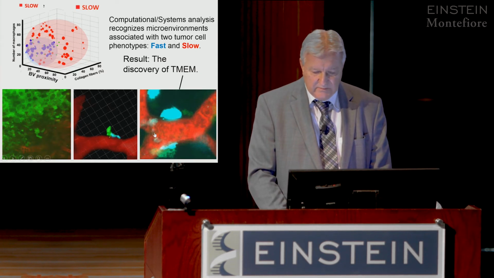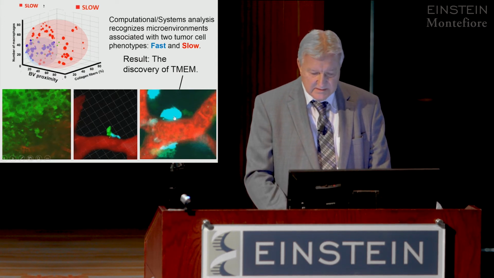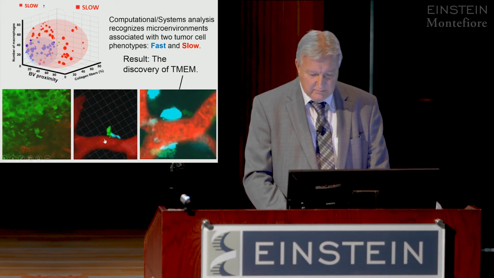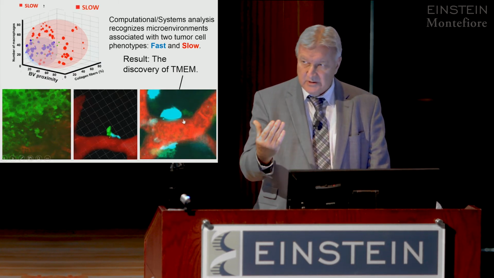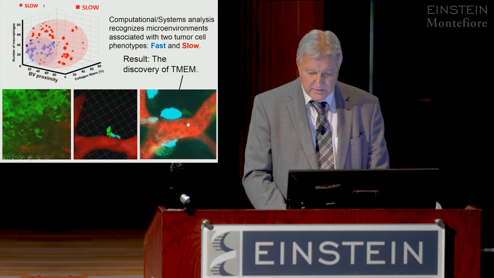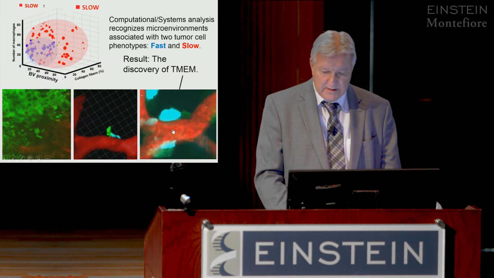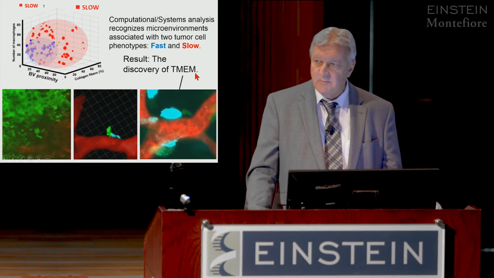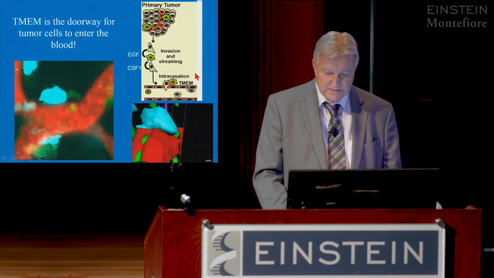Now, if we reconstruct this volume, remember we have this huge amount of data, we can go back now and reconstruct the volume, place the macrophage and the tumor cell when they're next to each other on the vessel, and then look for the optical section in the data set where we see what they do, and you find that this structure is the point where tumor cells, the green circles, enter the blood. This is the moment of dissemination. And it turns out that this special structure, which we gave the name TMEM for tumor microenvironment of metastasis, is the doorway for this event.